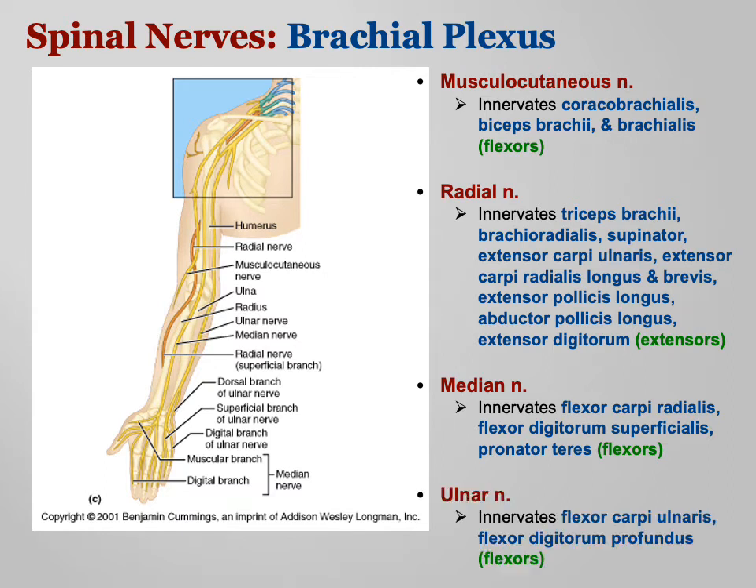And then finally the ulnar nerve innervates other flexors, flexor carpi ulnaris, flexor digitorum profundus. Notice ulnar innervates the muscle that has ulnar in its name. So pretty easy, all right? So there you go. That takes care of the remaining nerves that you have to know that emerge from the brachial plexus.